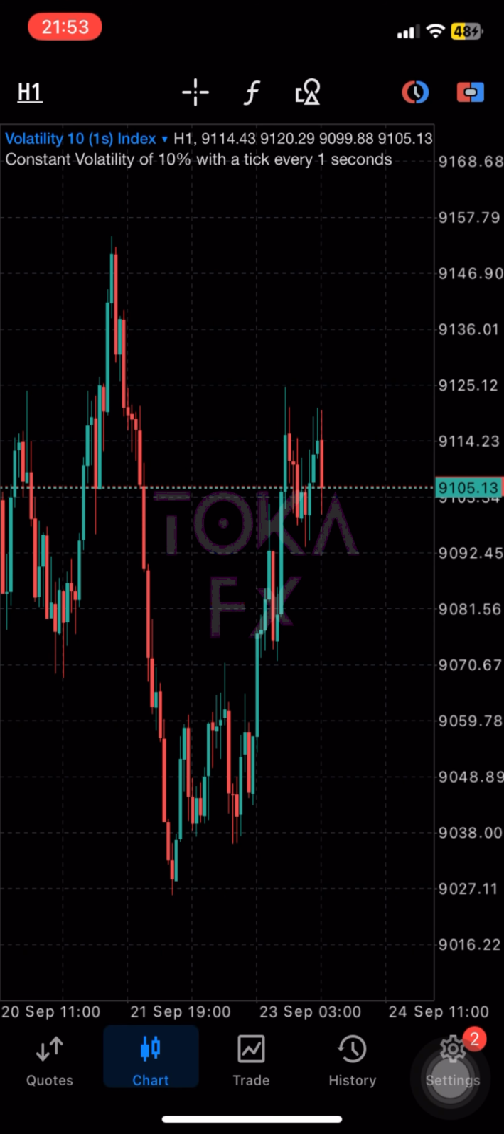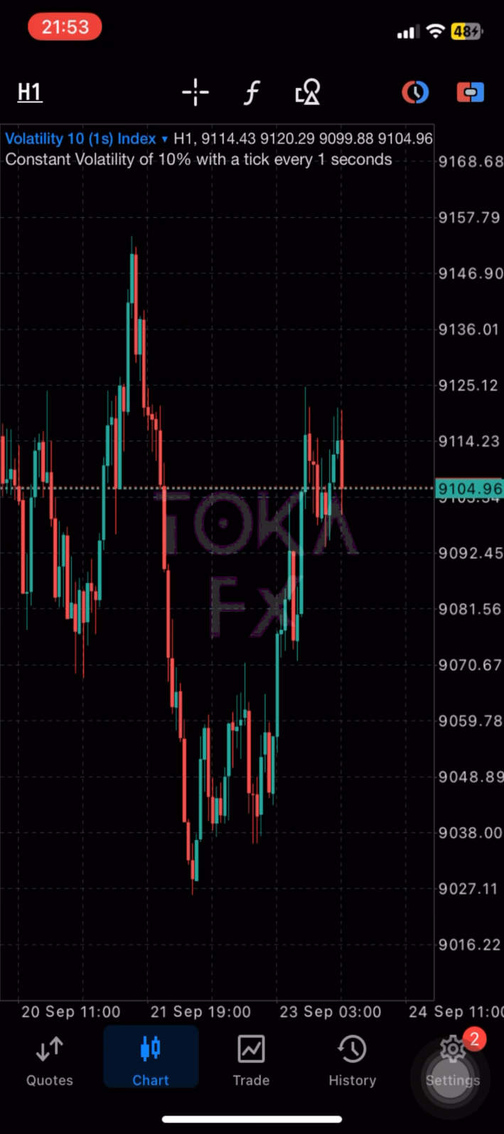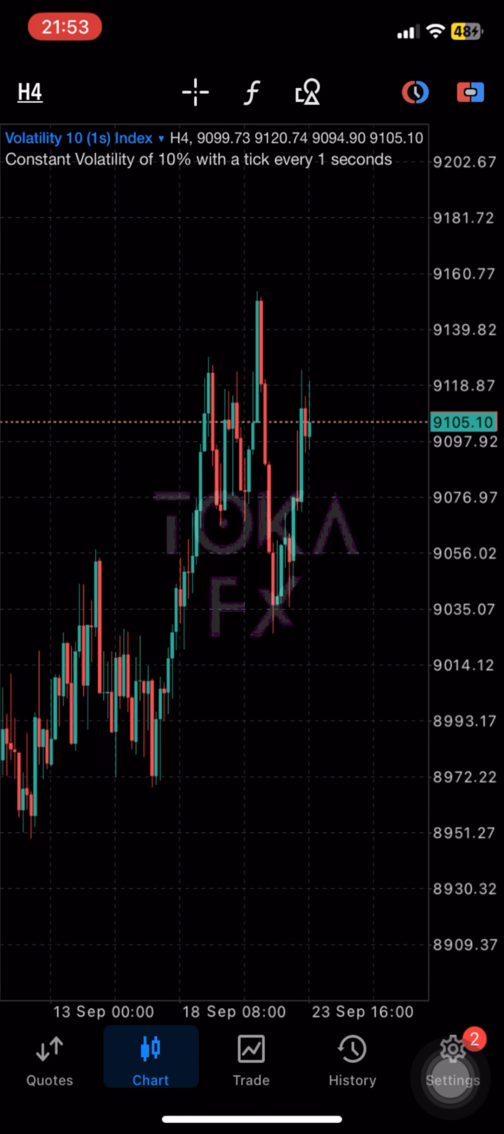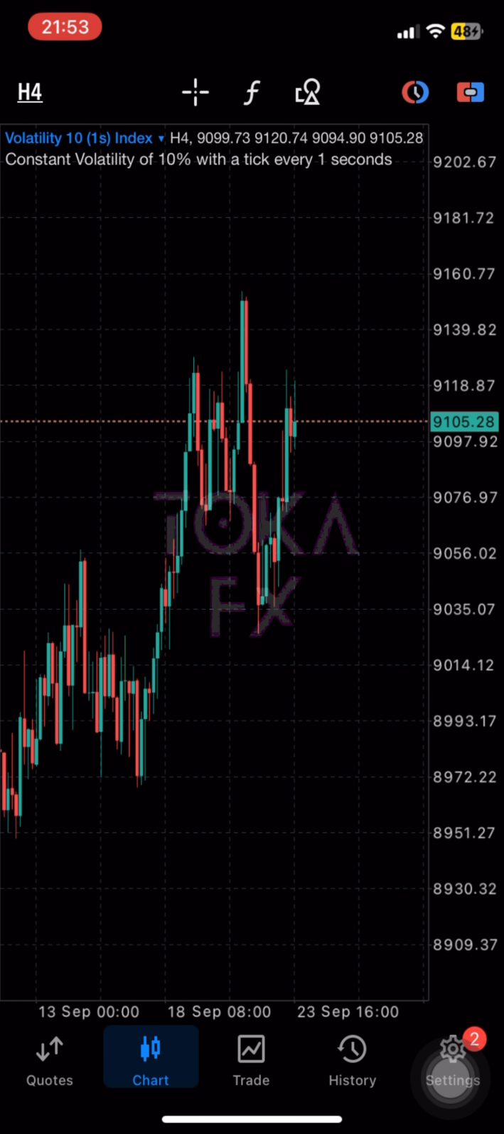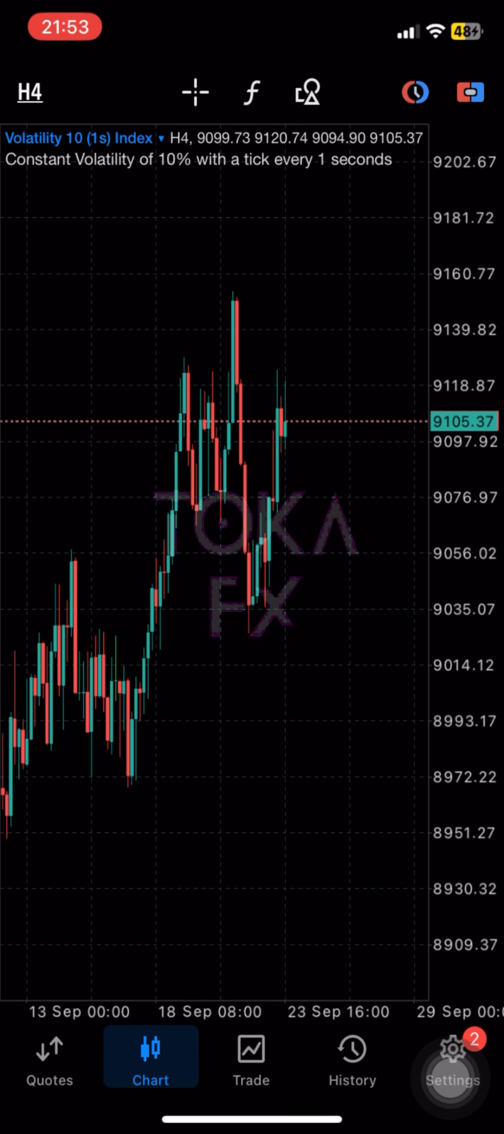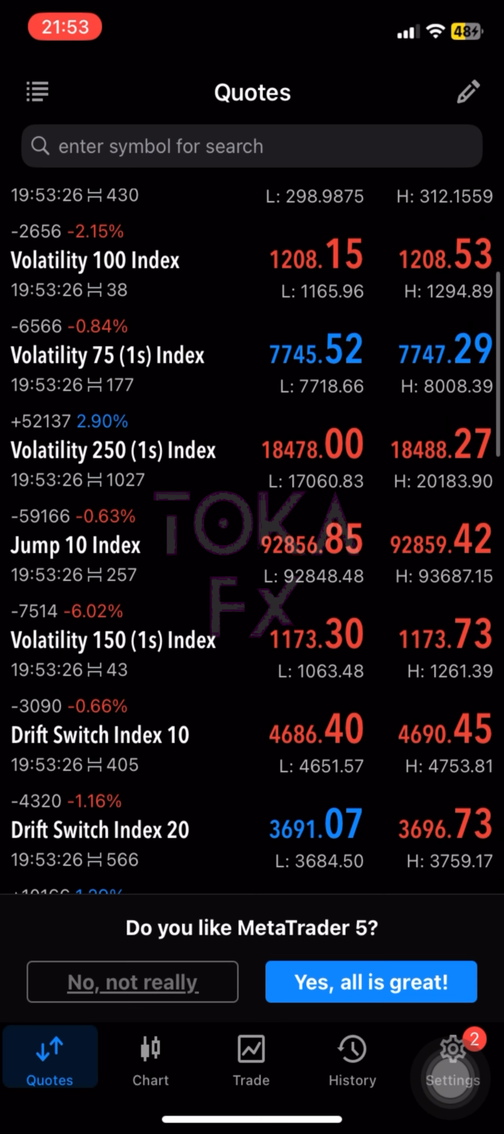So right here we are on the volatility 10 1 second index. You can already see from here that we have an M formation there, indicating that the market will drop. But we can't rely on just seeing. We have to draw our trend lines to identify if what we are seeing is actually what is going to happen.